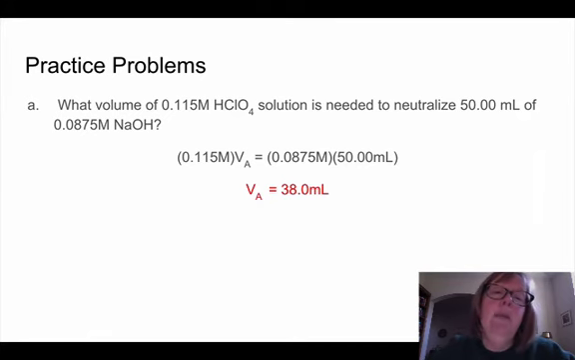This acid has 1 proton, so we don't have to worry about putting a coefficient out in front of the molarity of our acid and volume of our acid, and we only have 1 hydroxide. So we just plug these values in. We solve for our volume of acid. I'm keeping my volume in milliliters on both sides, and so the volume of my acid is 38.0 milliliters.